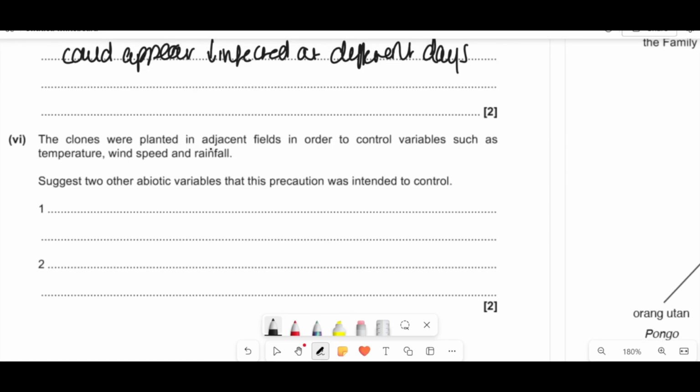The clones are planted in adjacent fields in order to control variables such as temperature, wind speed, and rainfall. What other two abiotic variables were intended to be controlled? So again, we're looking at things that will screw up our dependent variable, which is all to do with what area looks infected. So it's basically anything that's going to make the plant look or act funny. So that's pH in the soil. Another thing you could say is humidity. As well as that, you could talk about the water content of the soil, and the minerals, or light intensity, or how much light there is, like the duration.